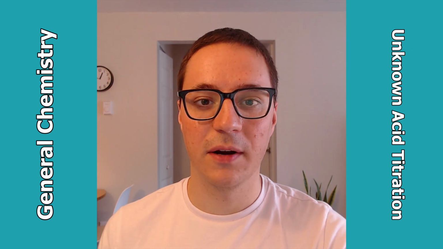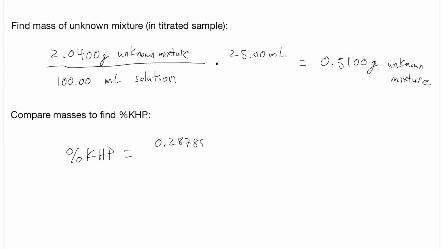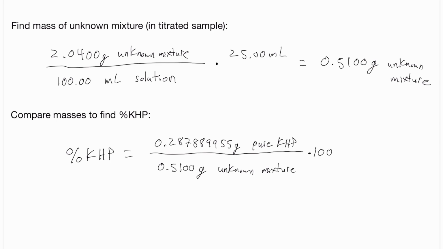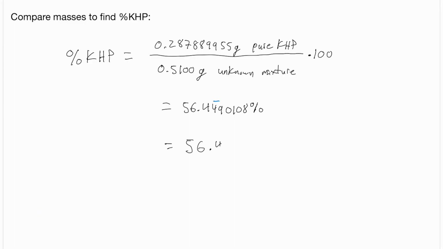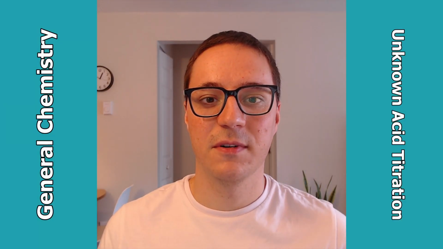Now I'm ready to compare these two masses to find the percent KHP. The percent KHP is just the mass of the pure KHP divided by the mass of the unknown mixture times 100. If I compute that out, I should get a number with just 4 sig figs. And I get a value of 56.45% KHP in my unknown mixture. This calculation is done for each titration completed, and the average is computed to get a more accurate percent KHP.